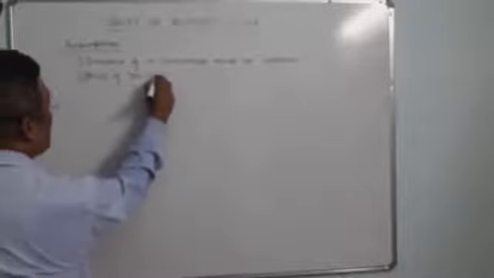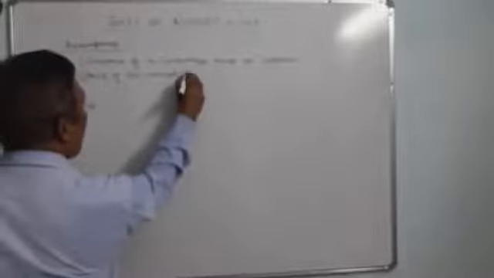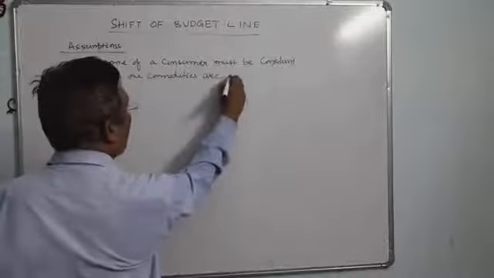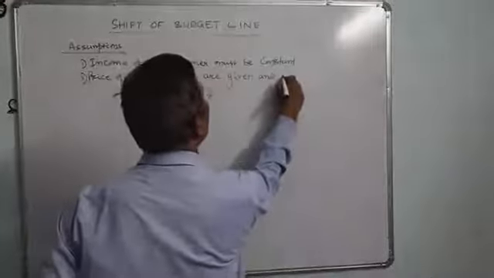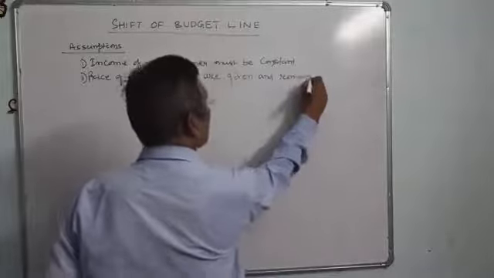As per my example, I gave at that time that the person's income is, suppose, rupees 10. And the second assumption was that the prices of the commodities are given and remain constant.